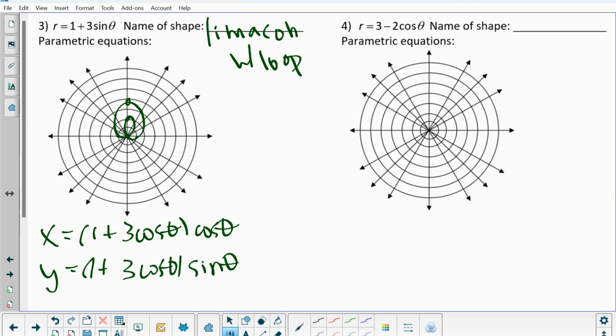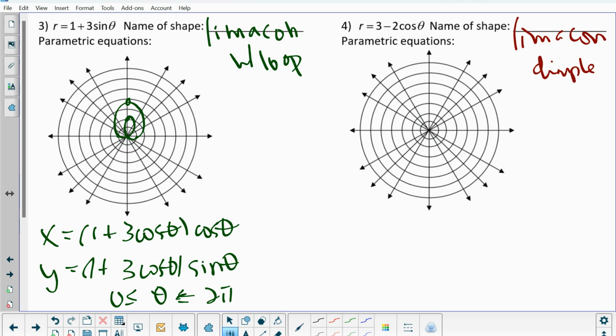So there are the parametrics and the limaçon's graph on the window 0 to 2 pi. It'll be important for you to remember these when we get into finding area in between the regions in polar curves. So knowing this will be important. This is a limaçon with a dimple.